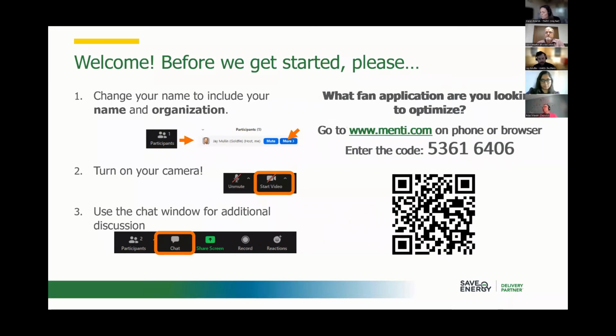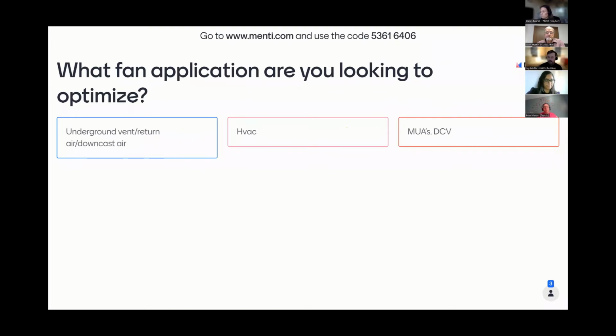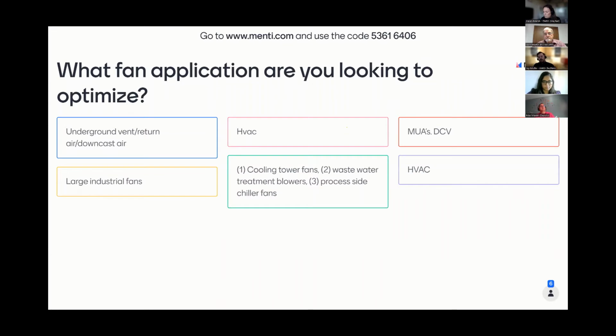So seeing some of the responses coming in, what fan application are you looking to optimize? How do you use fans in your facility? And is there a particular system or application of those fans that you're looking to optimize or get some energy savings out of? And we have some HVAC, makeup air units, demand control ventilation, underground ventilation, return air, downcast air, large industrial fans. All right, so we're getting some answers in there. So if anyone hasn't yet, please go ahead to menti.com and enter that code to put those questions in.